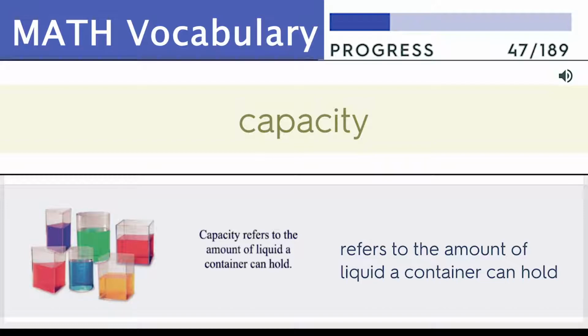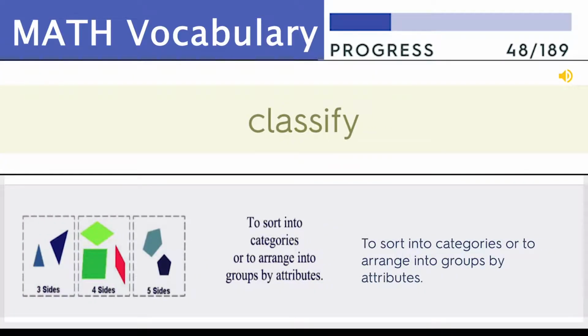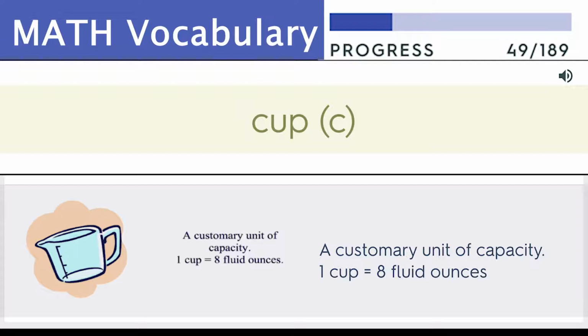Capacity. Refers to the amount of liquid a container can hold. Classify. To sort into categories or to arrange into groups by attributes. Cup. A customary unit of capacity. 1 cup equals 8 fluid ounces.